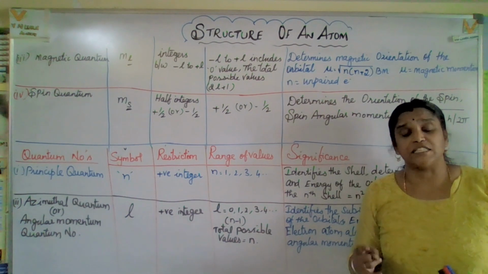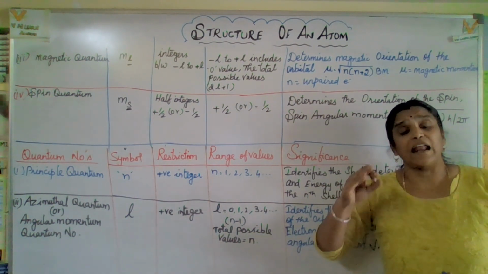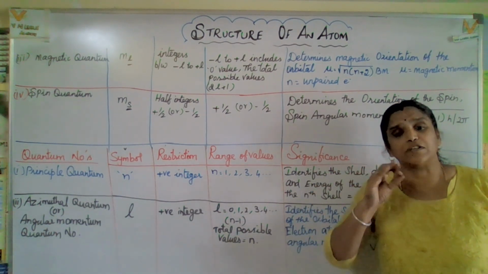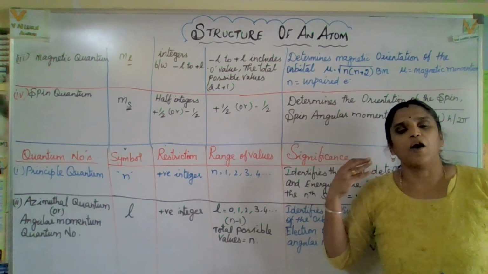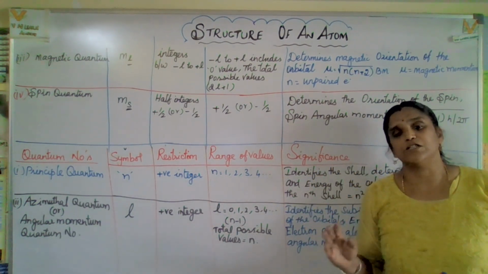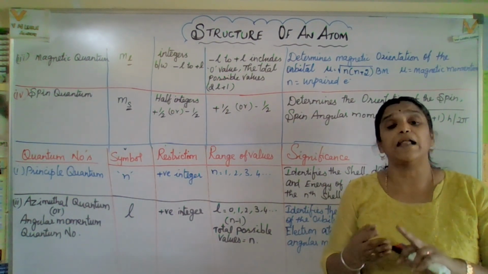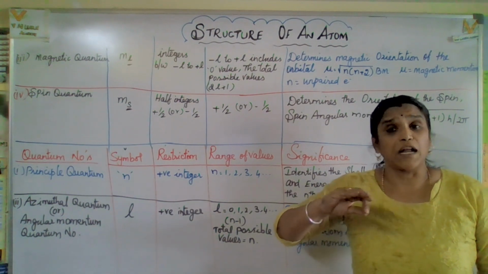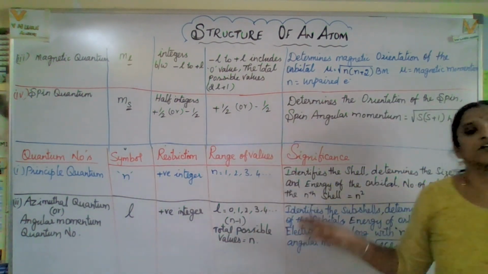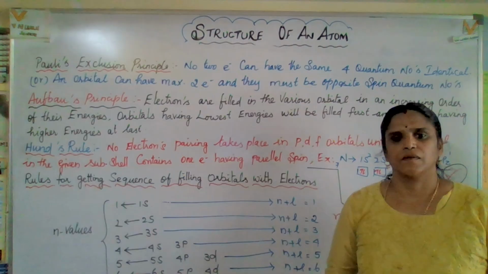Now we are going to see the Aufbau principle, Hund's rule, how the electrons are filling, the sequence of filling, and what the rule for the sequence of filling is. Pauli's exclusion principle also, let us check. So Pauli's exclusion principle, Aufbau principle, Hund's rule, and the rules for the sequence of filling the electrons. Let us watch all those points.